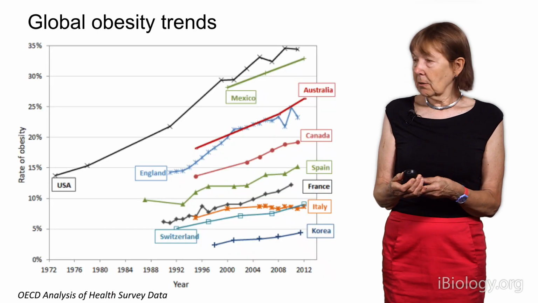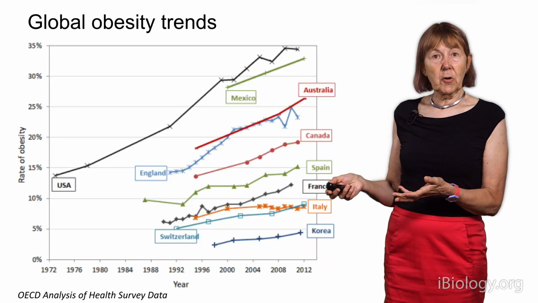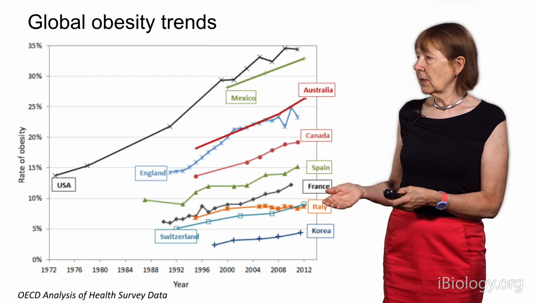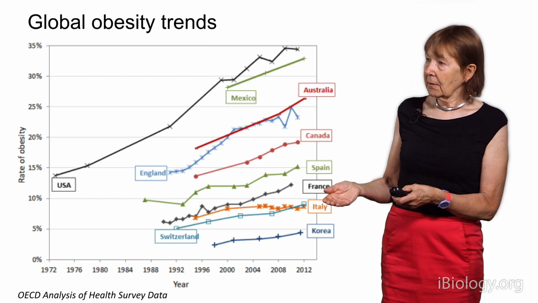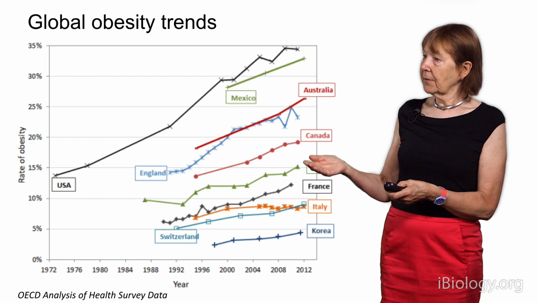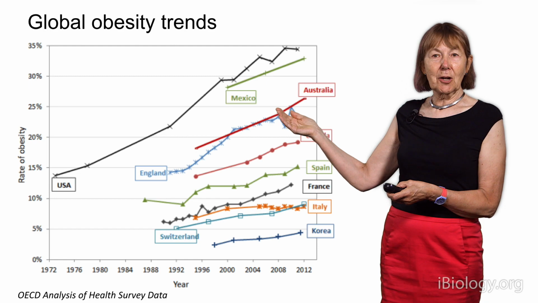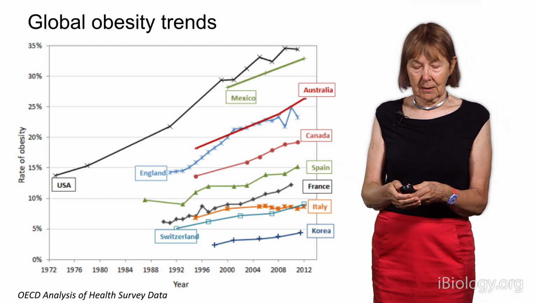And this is a plot of obesity trends in different countries. And you can see that in many different countries, the rate of diabetes is rising dramatically and doesn't actually show much sign of slowing down.